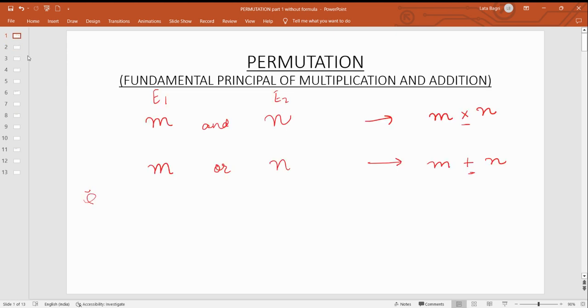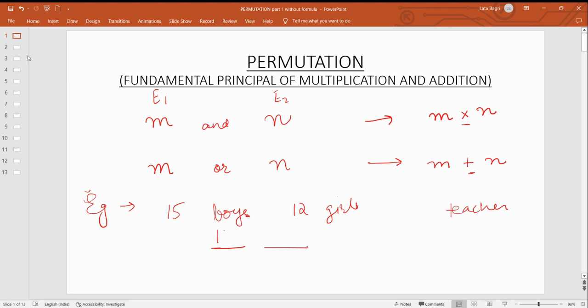Let's say there is a class that has 15 boys and 12 girls, and a teacher has to select a girl and a boy. So the teacher has to select a boy and a girl. The teacher needs two class representatives. So what are the two events over here? Selecting a boy and selecting a girl.